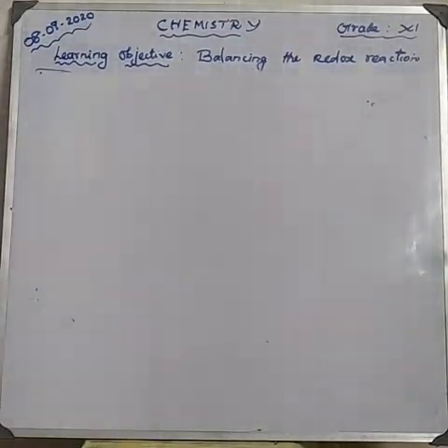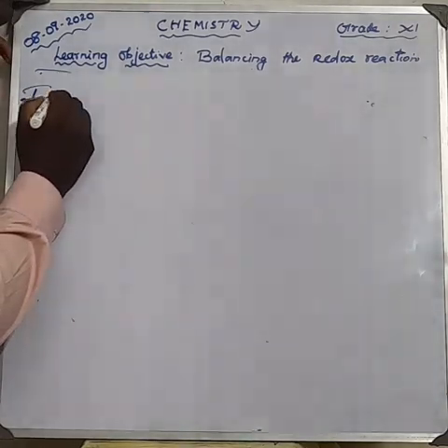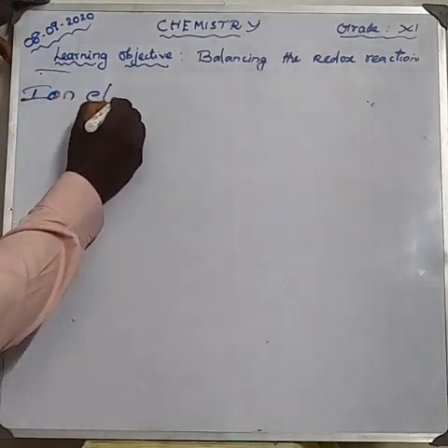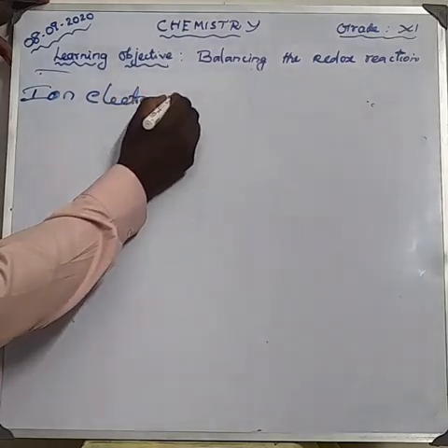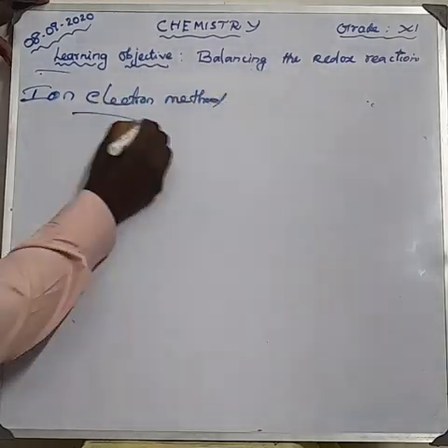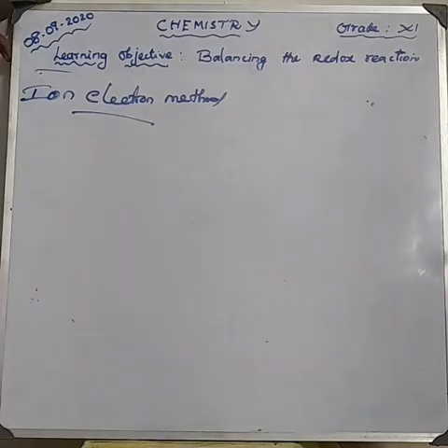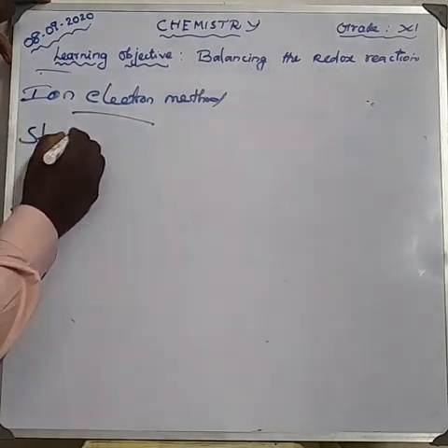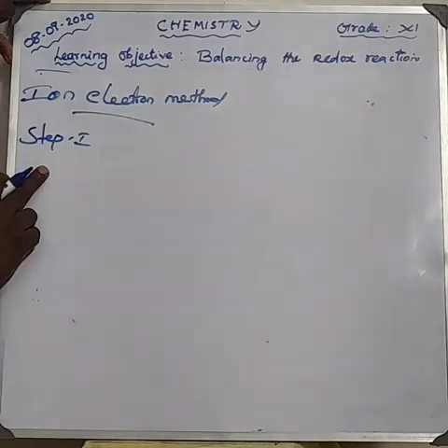Ion electron method. This method is used for ionic redox reactions. Here it has 3 steps. Step 1: find out the reactant which undergoes oxidation and reduction.